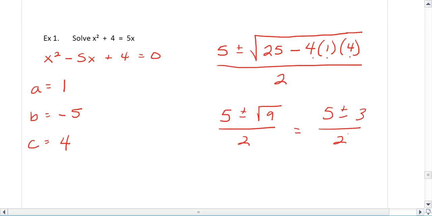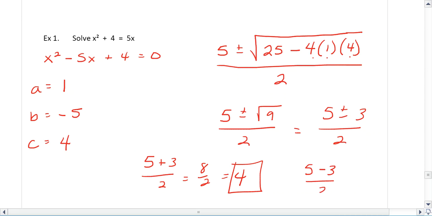So now we have to split this up into the plus sign and the minus sign to get our two different answers. So the first x is 5 plus 3 over 2, which is 8 over 2, simplifies to 4. So that's our first answer. Our second answer is 5 minus 3 over 2, which simplifies to 2 over 2, or 1. So the quadratic formula gave us the two answers of 4 and 1.